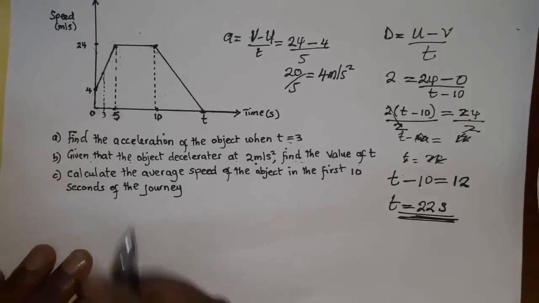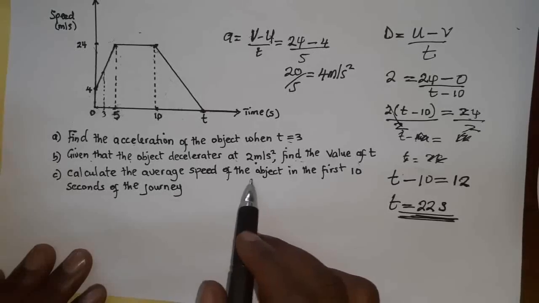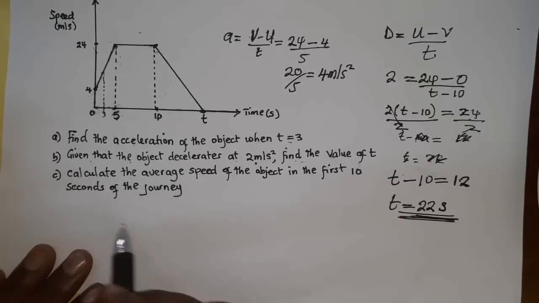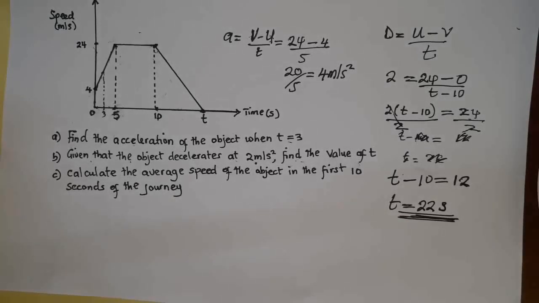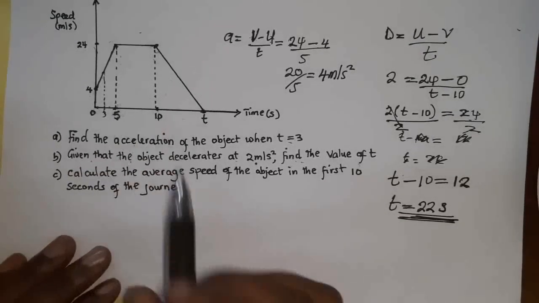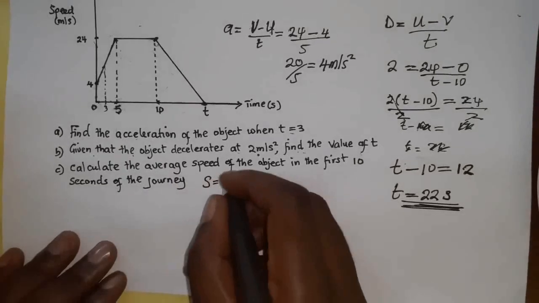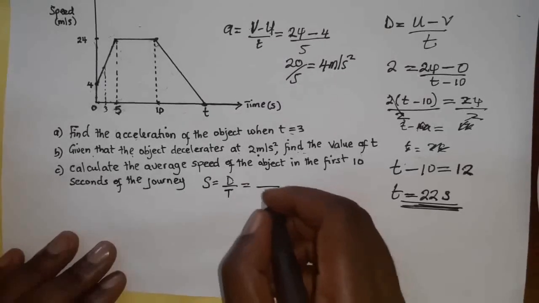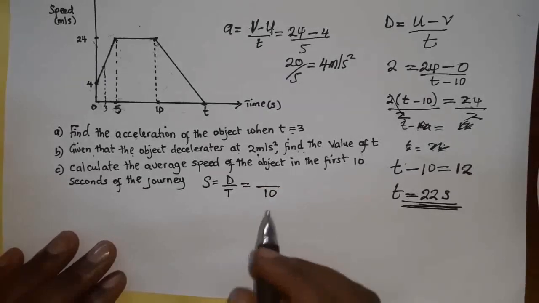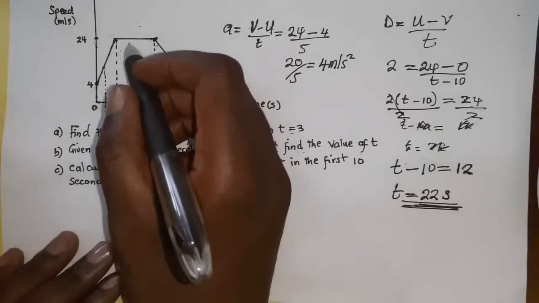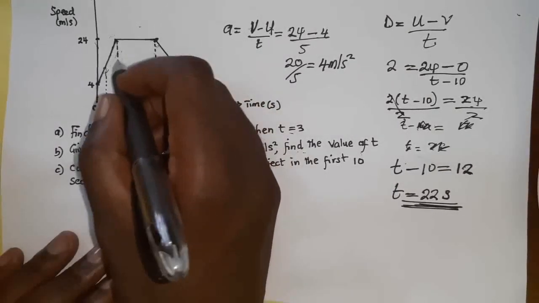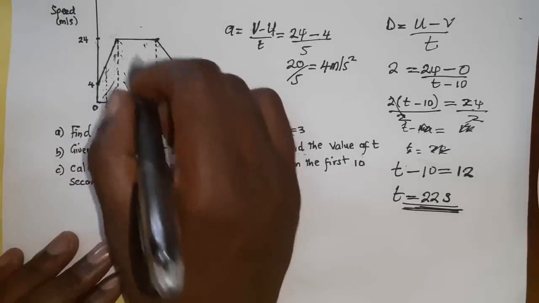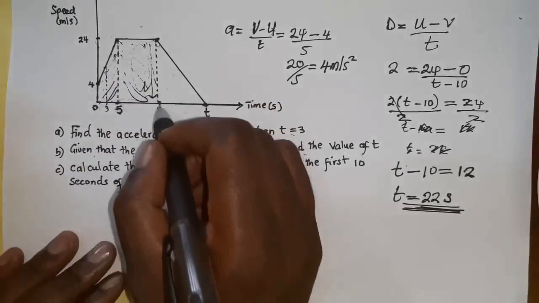Then the last one: calculate the average speed of the object in the first 10 seconds of the journey. First of all, as you may know, speed is equal to distance over time. Time, we already know, is 10. But for the distance covered, we need to find the area of this part, as well as this one, the first 10 up to here.